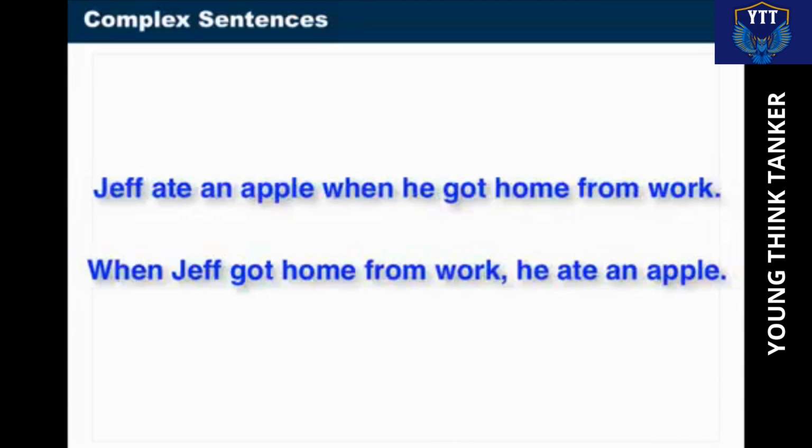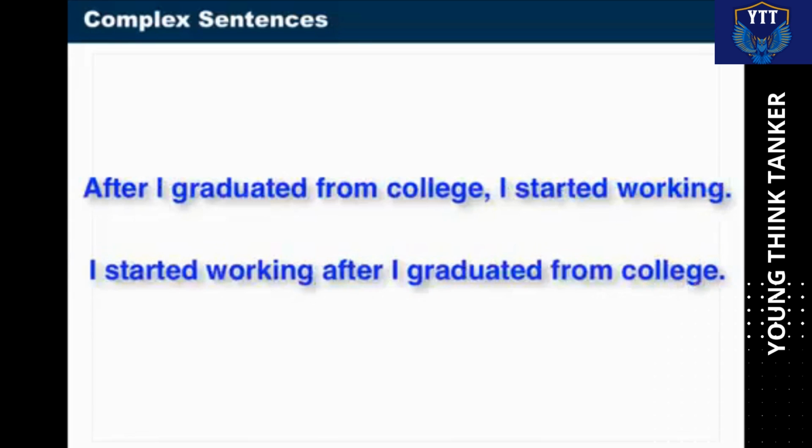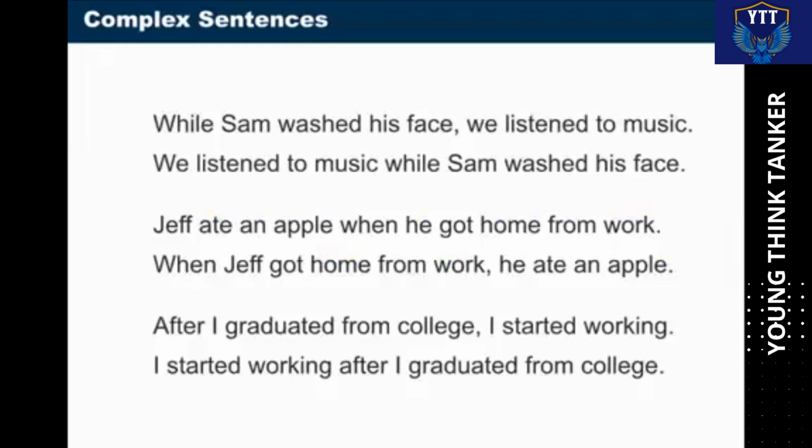Jeff ate an apple when he got home from work. You can also turn it around. When Jeff got home from work, he ate an apple. Both of these are also complex sentences. Look at the last pair. After I graduated from college, I started working. You can also say, I started working after I graduated from college. All of these are complex sentences, and from these examples you can see that we can write the complex sentences two different ways.